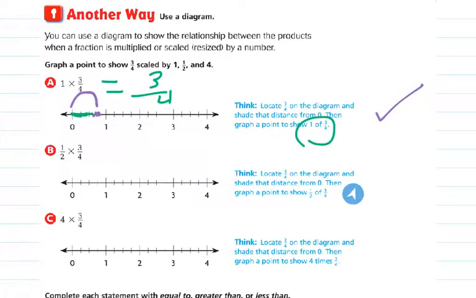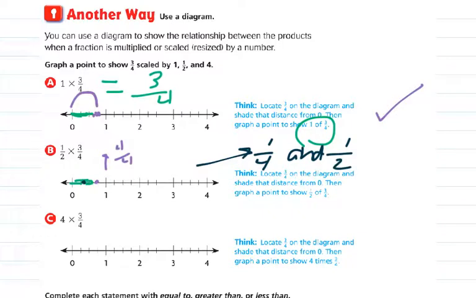So it says think, locate 3/4 on the diagram. Again, 3/4 on the diagram is almost 1 whole, but not quite, because 1 whole would be 4/4. It says shade the distance from 0. So we're going to shade the distance from 0. And then it says graph a point to show 1/2. So what is half of that? Halfway would be in the middle of those 2 points. I'm going to change this to a darker color so you can see. It's going to be in between a 1/4 and a 1/2. So that's where our answer lies for that one.